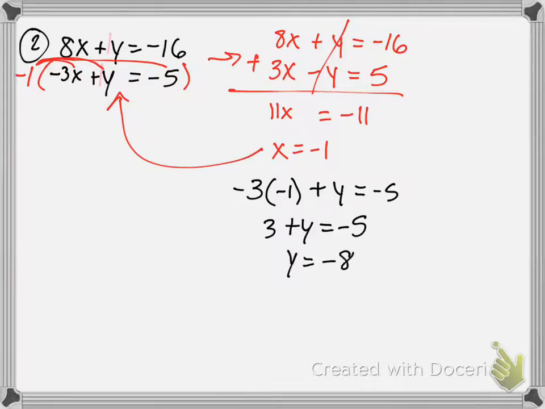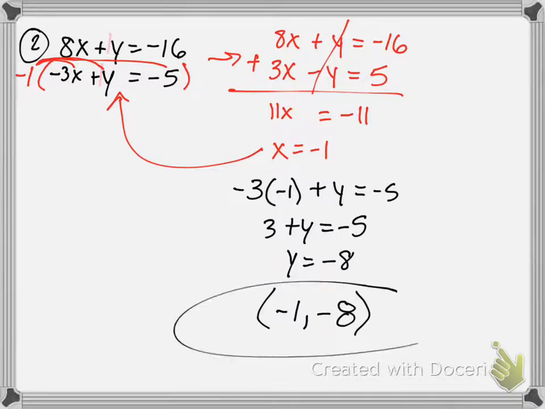So we end up with a negative 8. Make sure you're writing your final answer as an ordered pair. The x first and then the y. So our answer, our solution to the system is negative 1 and negative 8.